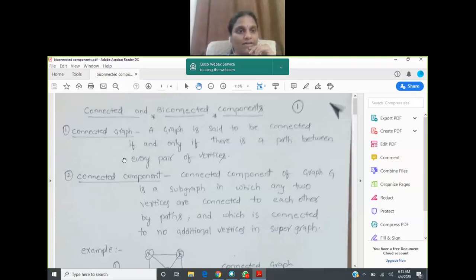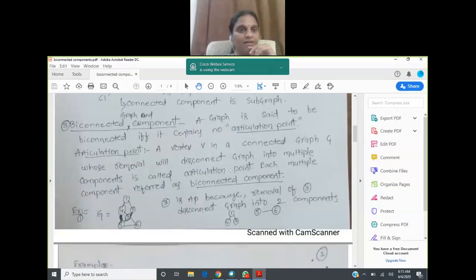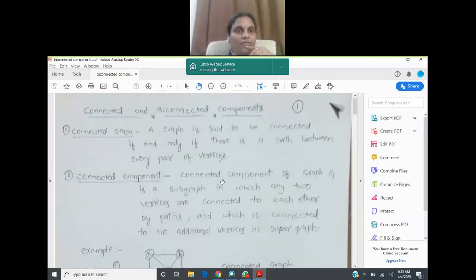what is a connected graph and what is a connected component. Next, what is a biconnected graph and what is a biconnected component. In the syllabus, you have only biconnected components. Before going to discuss biconnected components, first you have to learn what a connected graph and connected component are.